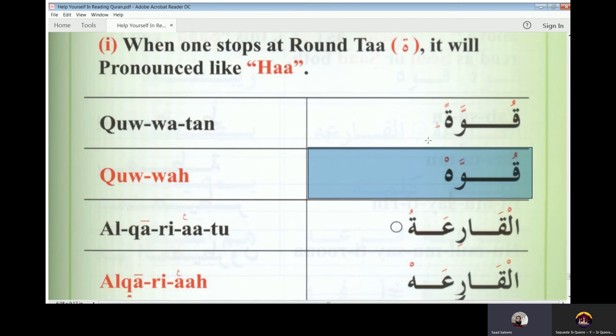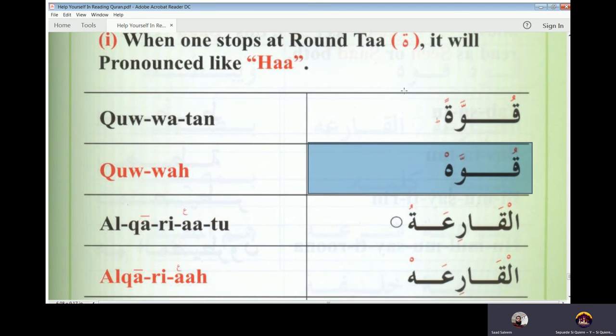Okay. This is different. Listen once more. So the sukoon makes it? Okay. There is no sukoon in reality. For example, look at the first word. Yes, but its pronunciation is written under it, and it is pronounced like kuwa. This round ta is not pronounced at the end. Okay? Okay. Next.